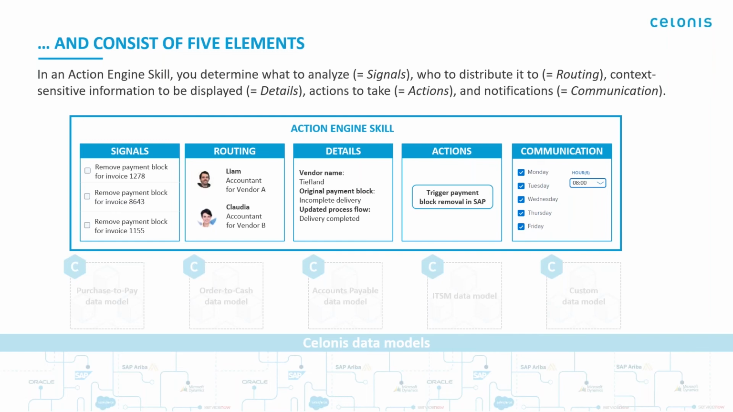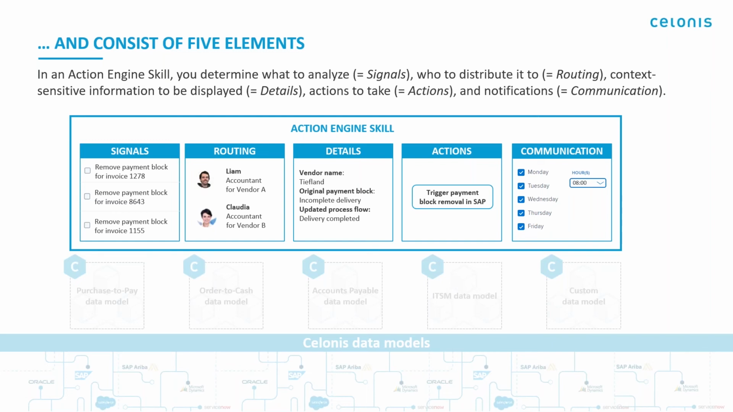However, in a real life scenario, you might have different accountants like Liam and Claudia being responsible for different vendors. And this routing basically depicts which business user is acting on which signals. And that's also something that you can configure. And as a third element, you can depict the details.